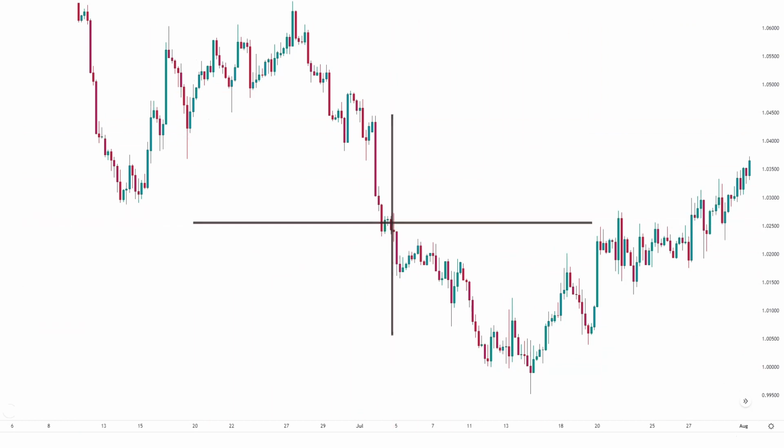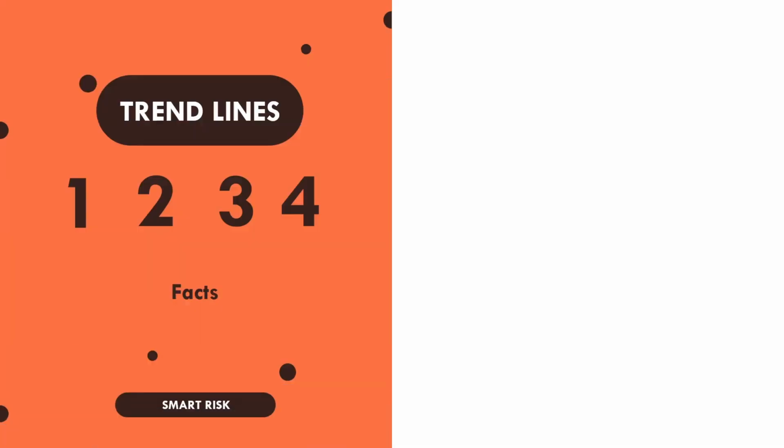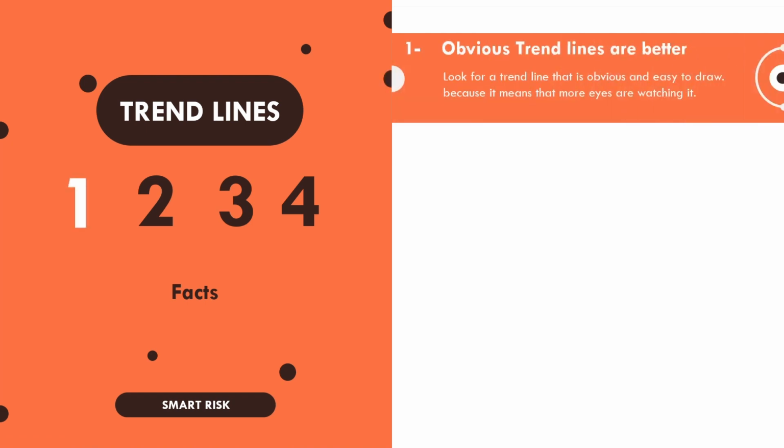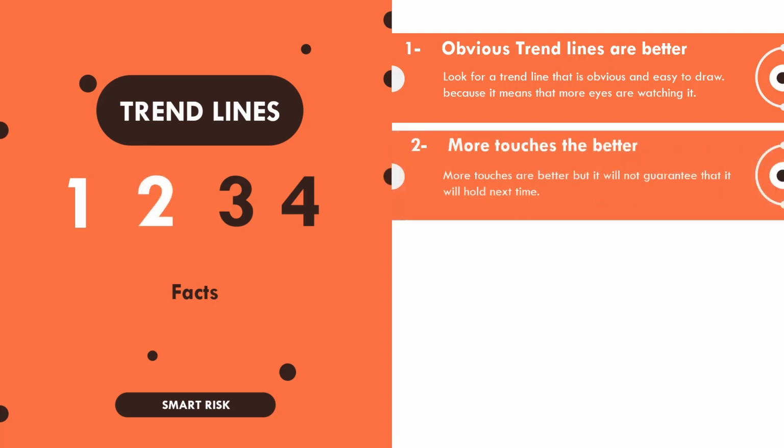So first, let's start with the concepts we follow in drawing trend lines. First, obvious trend lines are better. Look for a trend line that is obvious and easy to draw, because it means that more eyes are watching it. Second, more touches, the better. More touches are better, but it will not guarantee that it will hold next time.